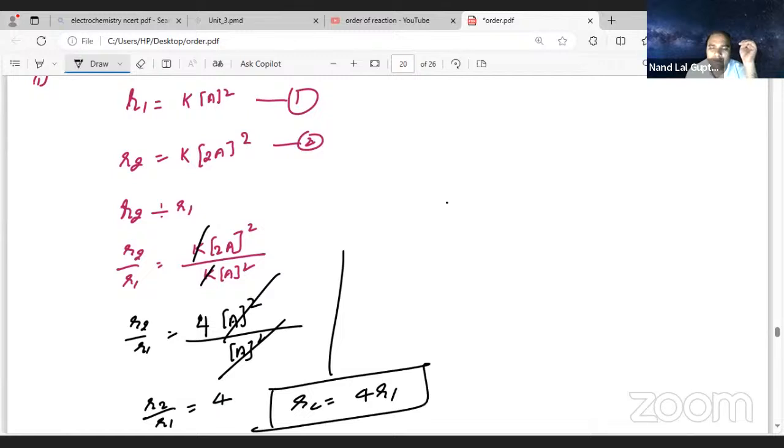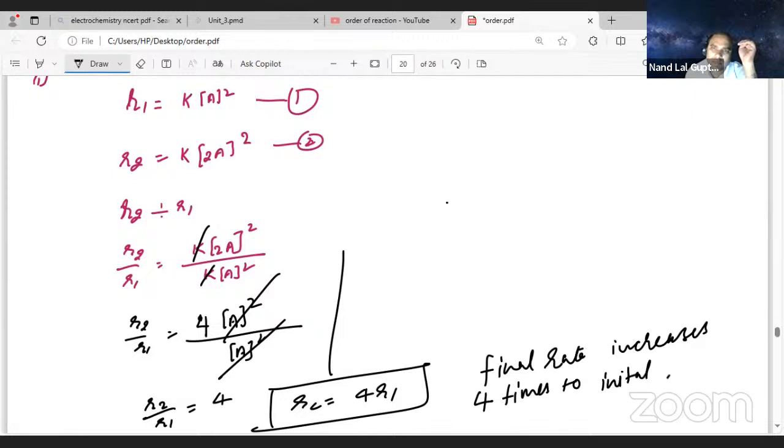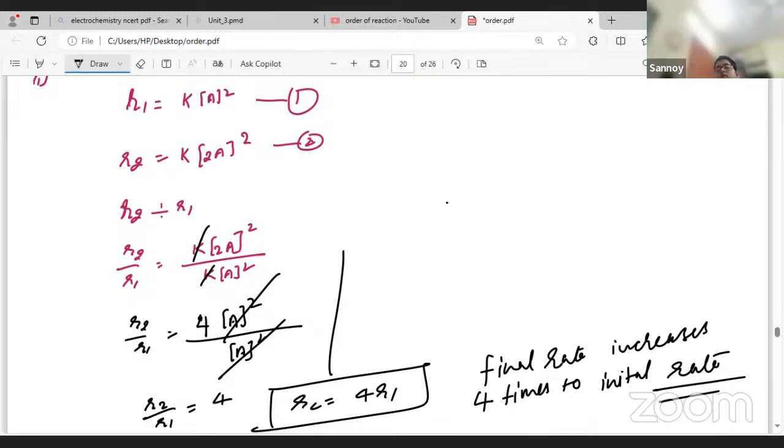So the final rate increases 4 times to the initial rate. Can you understand this? Yes. Okay.